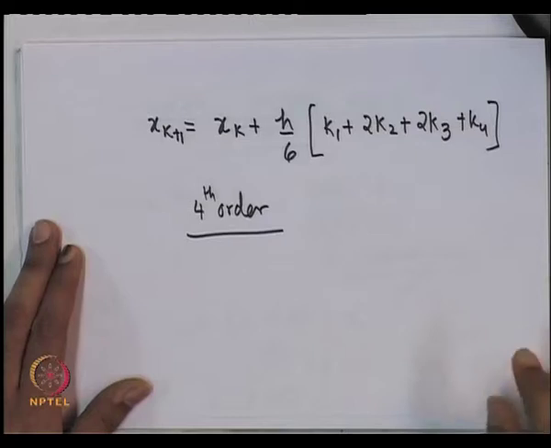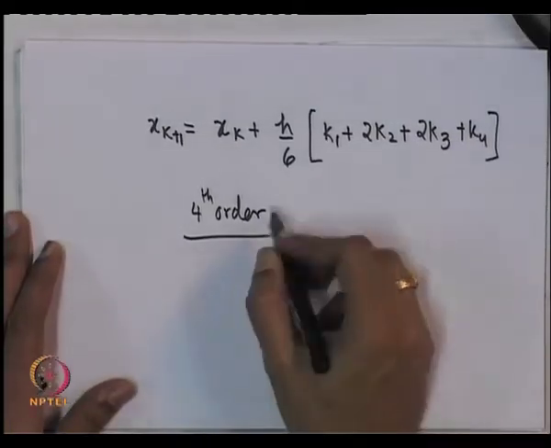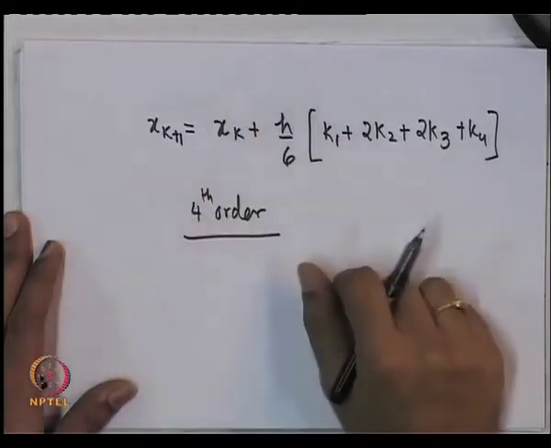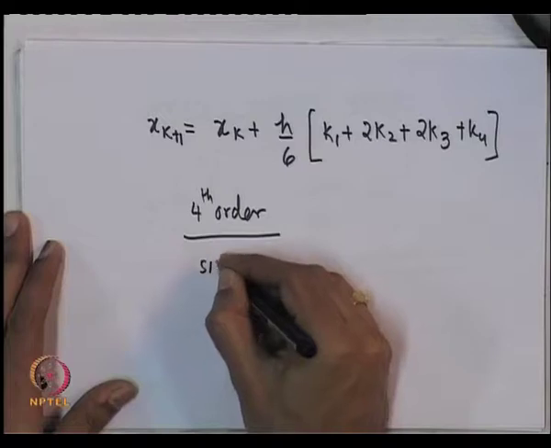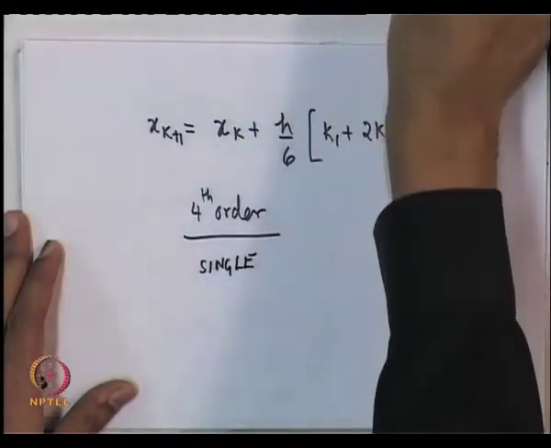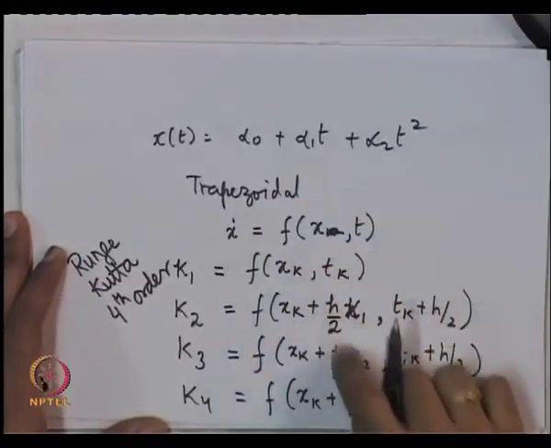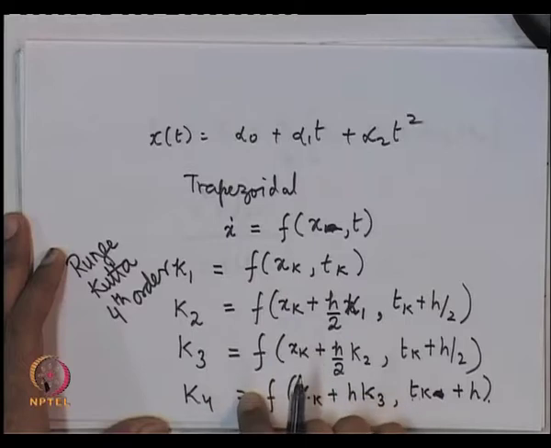Of course, Runge-Kutta requires a lot many more evaluations, and it can be proven that this is a fourth order method. The one I have shown you is a fourth order method. It is of course single step. The reason is that we require only the value of x k in order to compute all these functions k 1, k 2, k 3, k 4.